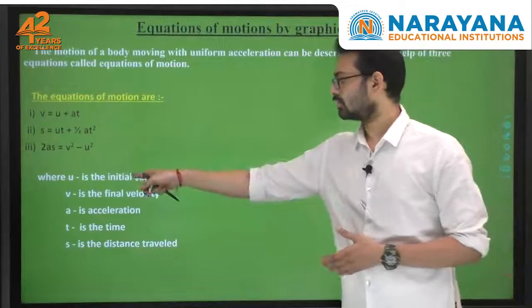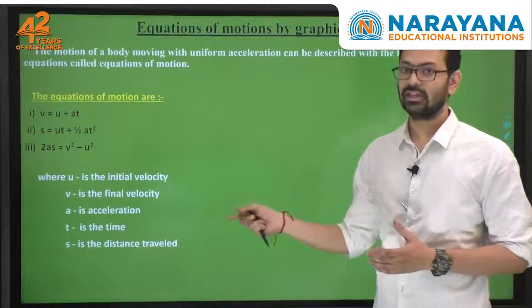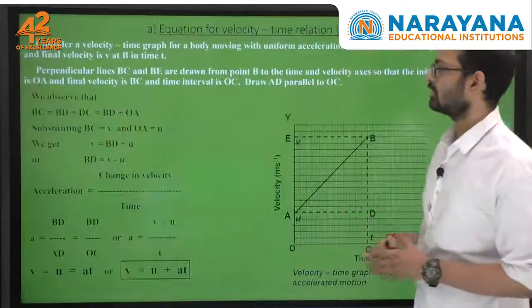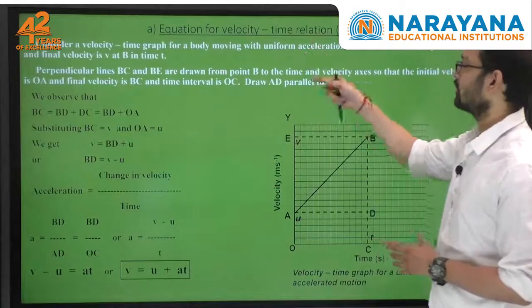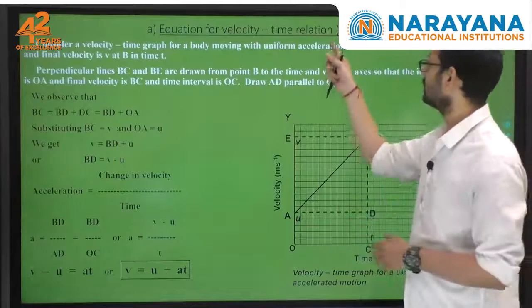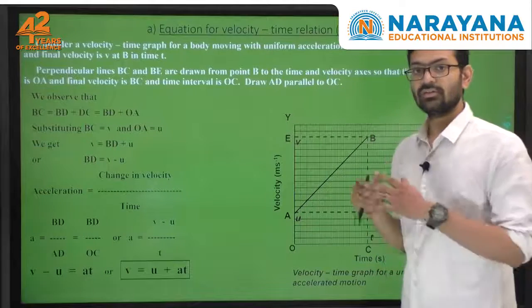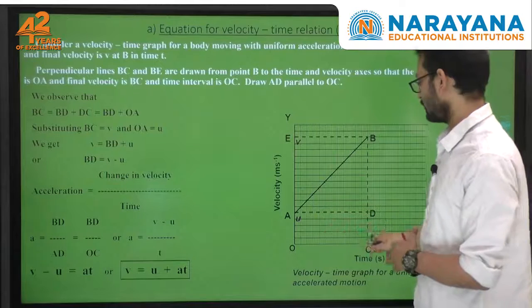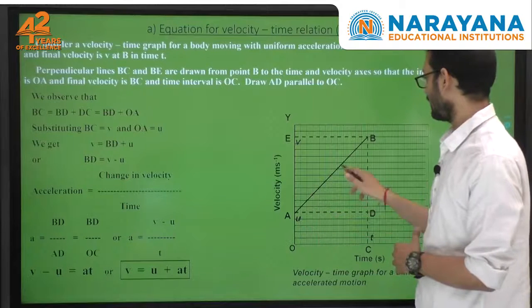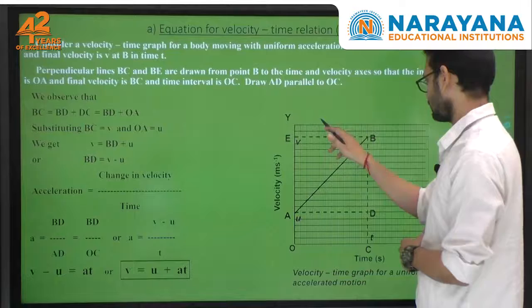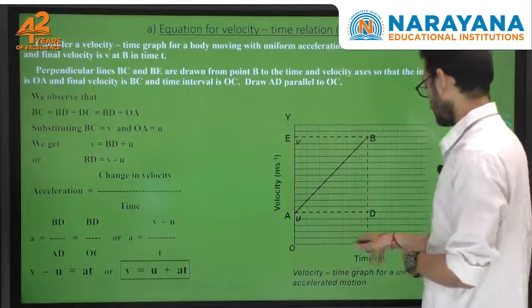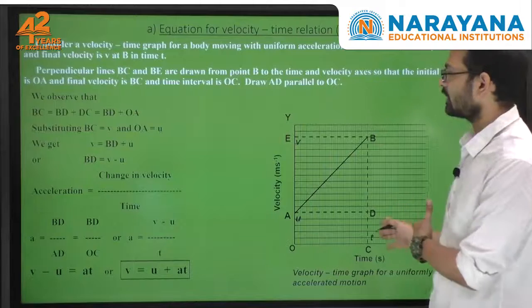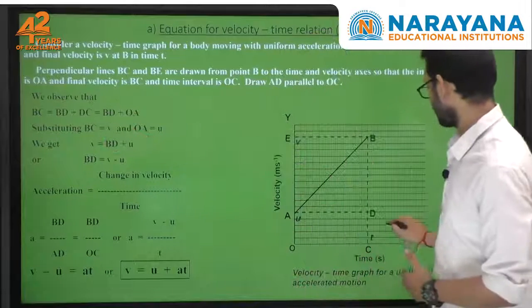Now you can see u is initial velocity, v is final velocity, a is acceleration, t is time, and s is the distance traveled. Now here, the equation for the velocity-time relation is v equals u plus at. We are trying to get that by the graphical method, with velocity-time graph. Velocity is taken on the y-axis and time is taken on the x-axis. Now from this particular graph we can get BC.